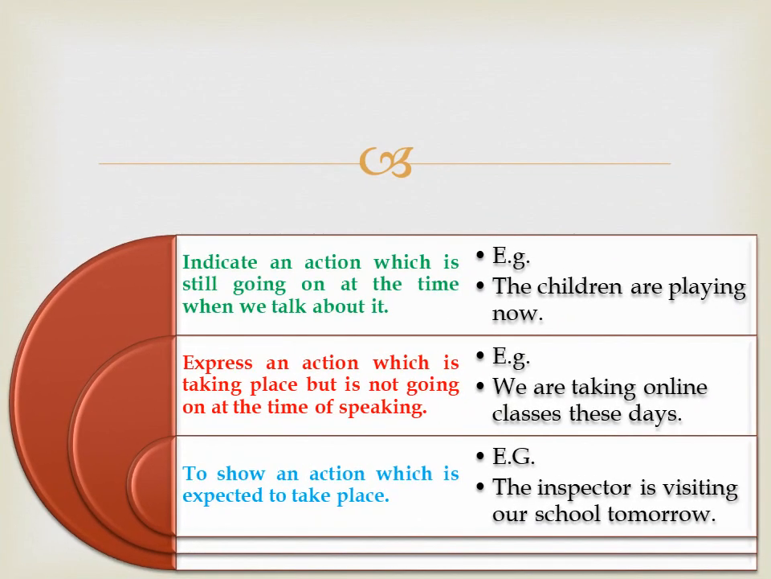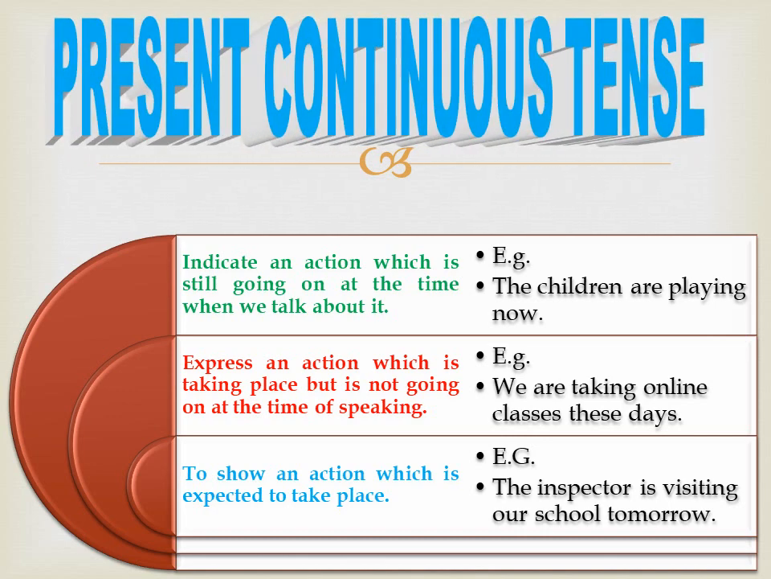So the next tense under discussion today is present continuous tense. Let's discuss its uses. The present continuous tense is used to indicate an action which is still going on at the time when we talk about it. For example, the children are playing now.